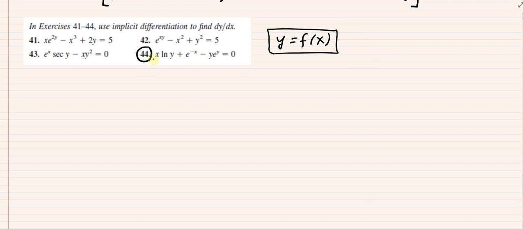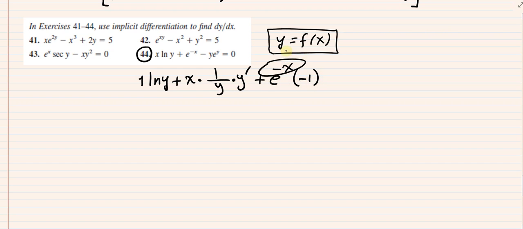So in number 44, x times ln of y, we're going to use the product rule, derivative of first, that's derivative of x, which is 1, times ln of y plus x times the derivative of natural log of y is 1 over y, but then remember, y prime. Anytime you take the derivative of y, there has to be a y prime. Plus, derivative of e to negative x is itself, chain rule, times negative 1. That's the derivative of a function of x itself, which is negative x.